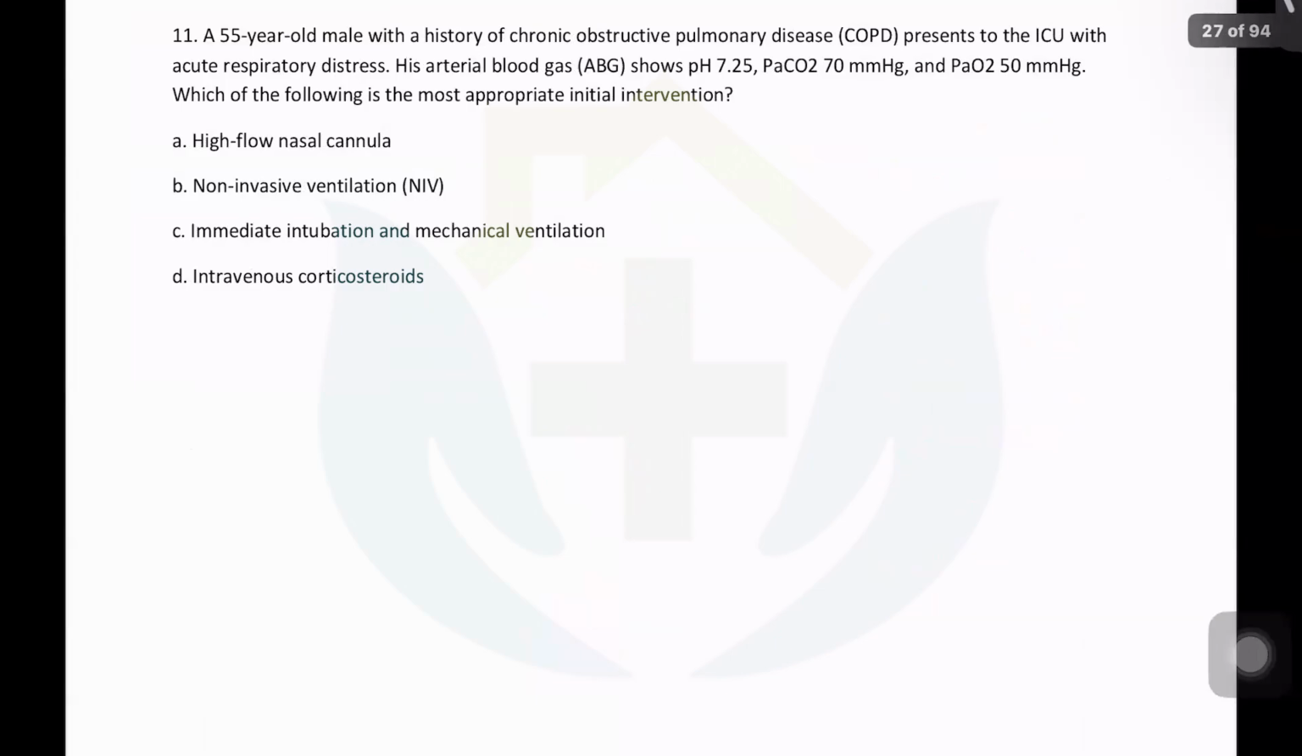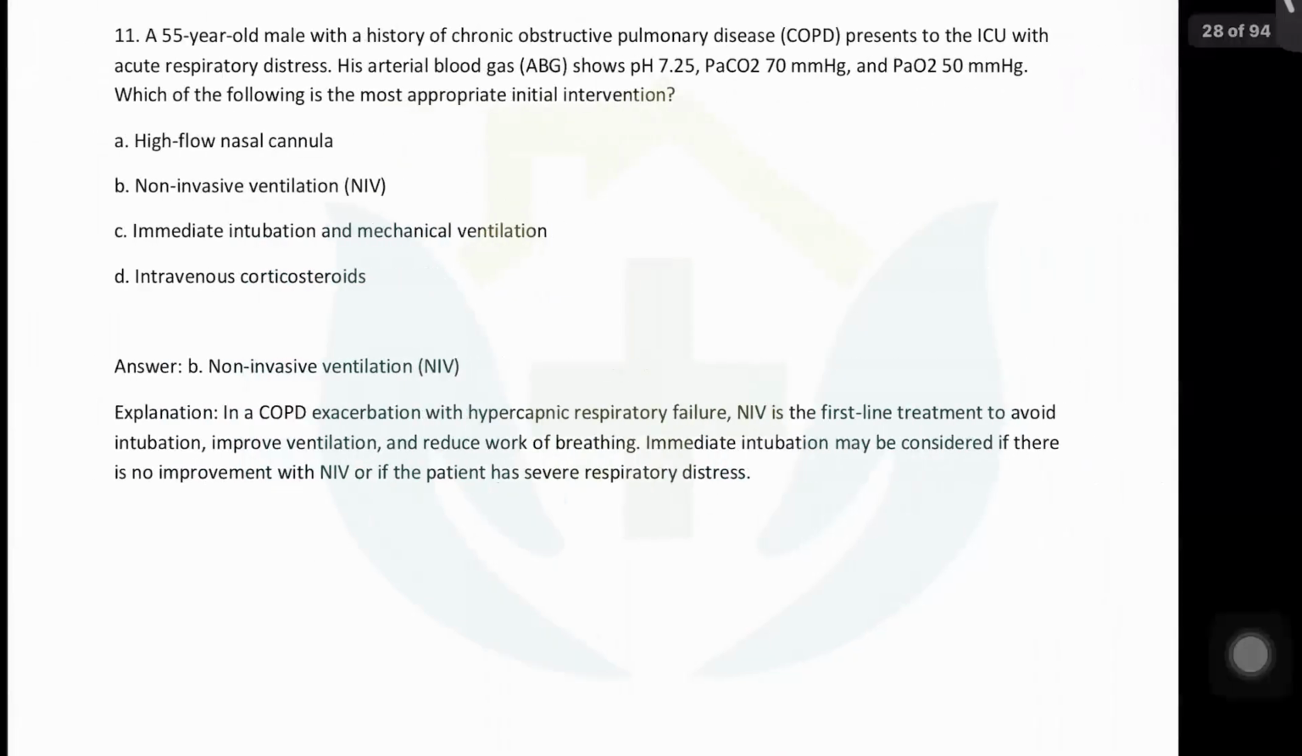A 55-year-old male with history of COPD is presented to your ICU with acute respiratory distress. His arterial blood gas shows pH of 7.25, CO2 of 70 and PaO2 of 50. This is again a repetition. So what will you do? B. Okay. So this is B.